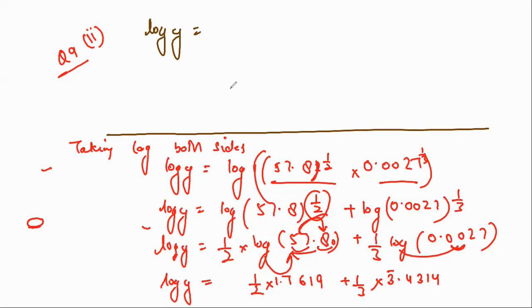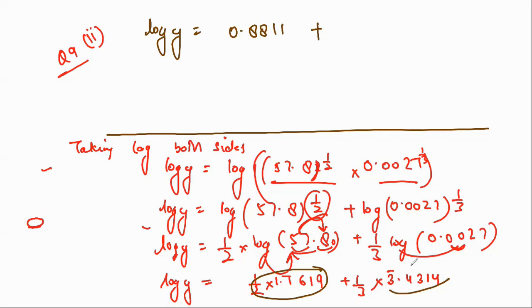1.7619 divided by 2. So we have to divide this value by 2. So it gives me 0.8811. And what we have to do, we have to divide this by 3.